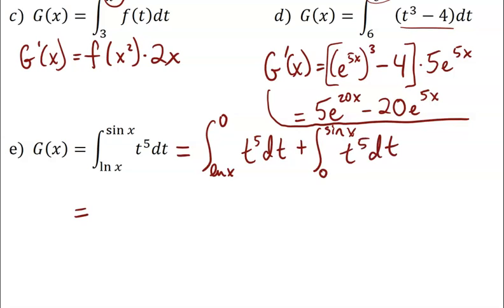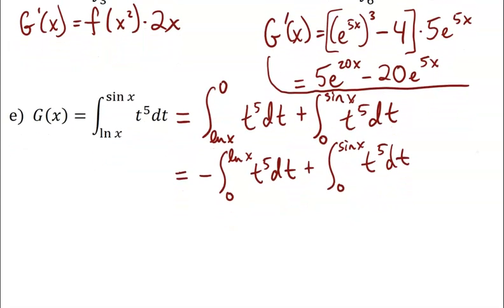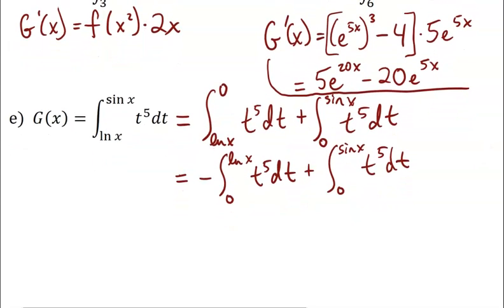And now, this goes from a variable to a constant, so I'm going to flip that upside down and put a negative in front of it. So the opposite of the integral from 0 to natural log of x of t to the 5th dt plus, that one stays the same, 0 to sine x of t to the 5th dt, and now I can take the derivative of this whole function by taking the derivative of both parts.